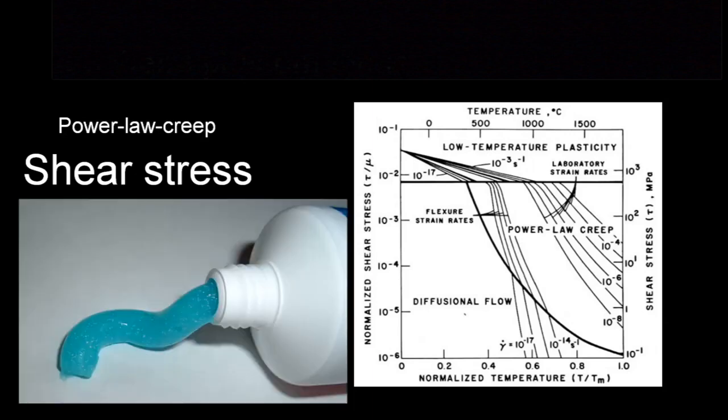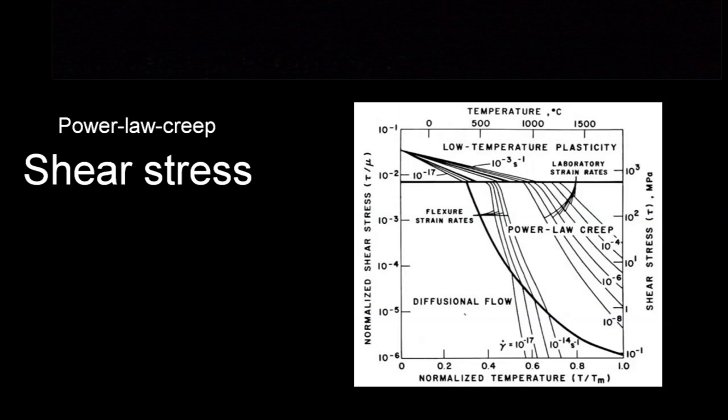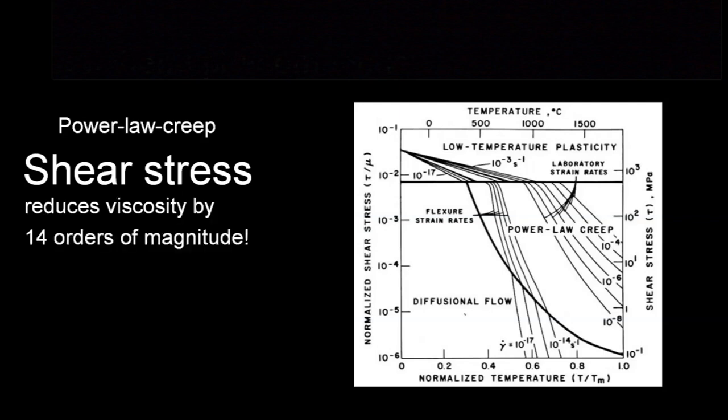You can compare this with toothpaste. Toothpaste is solid until you put pressure on it, then it changes shape, but it will become solid again as soon as the pressure stops. This process reduces the viscosity of the rock up to 14 orders of magnitude, and thus it's very strongly non-linear. In very extreme conditions, solid rock can flow like water, without increase in temperature.